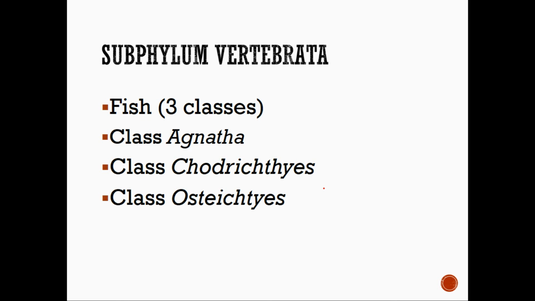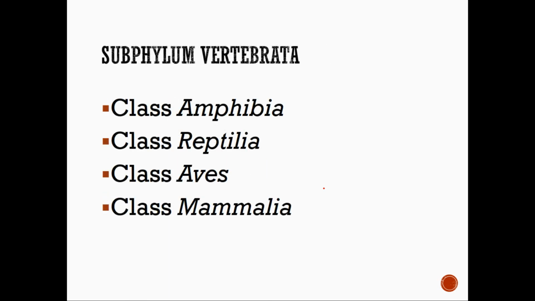And the classes in Vertebrata that we will talk about will be the 3 classes of fish: Agnatha, which are your very old species of fish, the jawless fish; Chondrichthyes, those are your sharks, your cartilaginous skeletons made of cartilage; and Osteichthyes, your bony fish. And then the other classes will be class Amphibia, your amphibians. These are pretty self-explanatory. Class Reptilia, the reptiles; class Aves, the birds; and class Mammalia, the mammals.